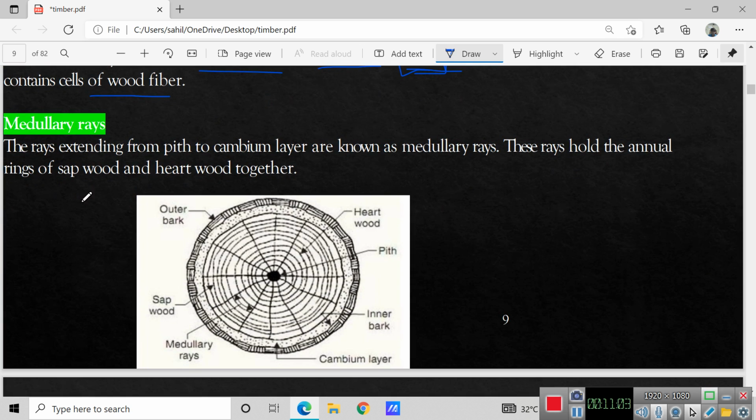Now medullary rays, the rays extending from the pith radially, are known as medullary rays. Here you can see these are the medullary rays.